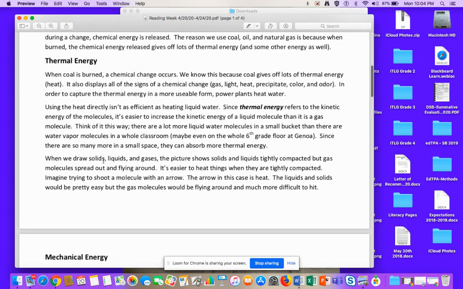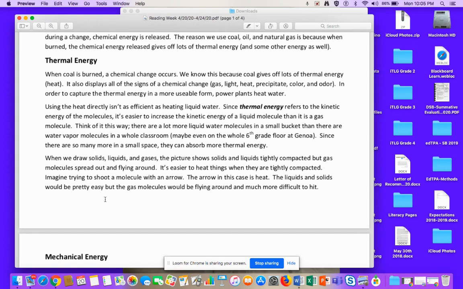Think of it this way. There are a lot more liquid water molecules in a small bucket than there are water vapor molecules in a whole classroom, maybe even on the whole 6th grade floor. Since there are so many more in a small space, they can absorb more thermal energy. When we draw solids, liquids, and gases, the picture shows solids and liquids tightly compacted, but gas molecules spread out and flying around. It's easier to heat things when they are tightly compacted.